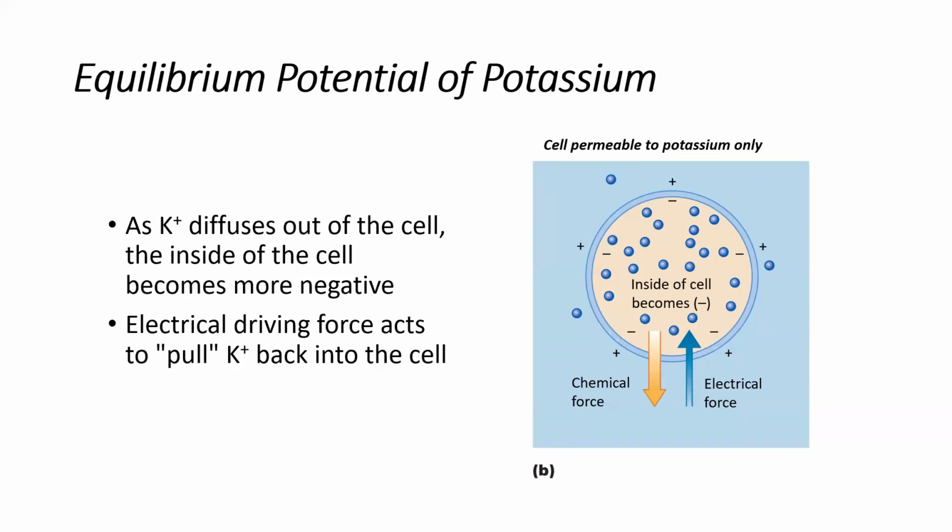And so now we create this negative environment inside the cell. The second part of the equation is that we've got an electrical driving force that wants to drag potassium back inside the cell. Essentially, we have a chemical force wanting to move potassium out of the cell, and an electrical force wanting to move potassium, because it's positively charged, back into the now negative environment inside the cell. So we've got two opposing forces for potassium.